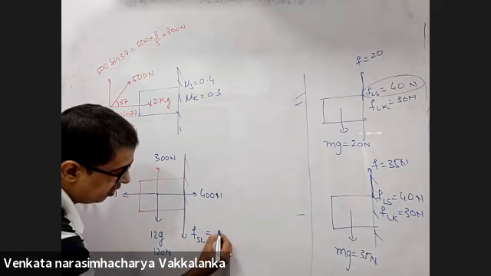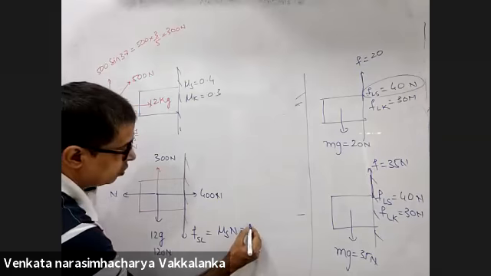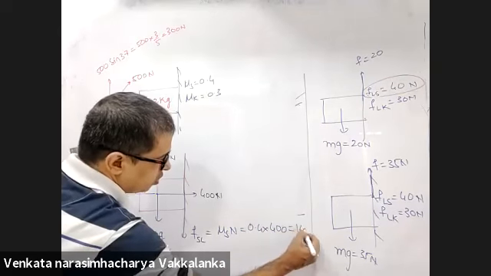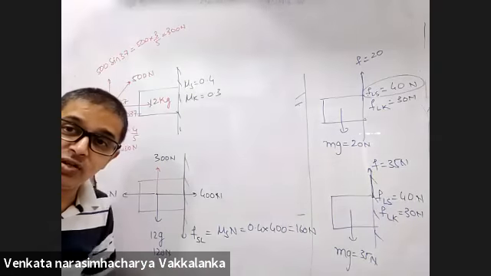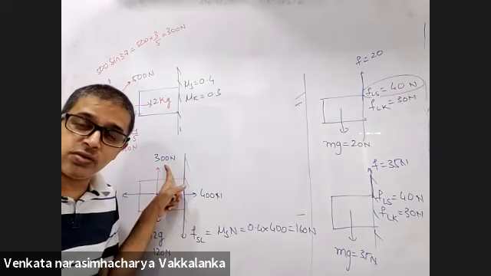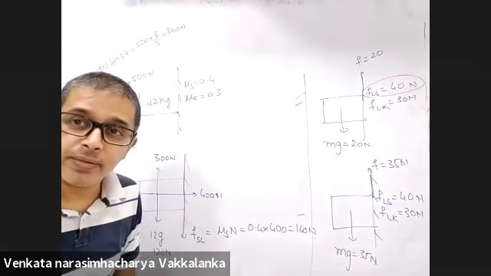Static limiting friction is μs into N. How much did I give you μs? 0.4 into 400 Newton. This is 160 Newton. 120 plus 160 is 280. External force is 300. So block is sliding.